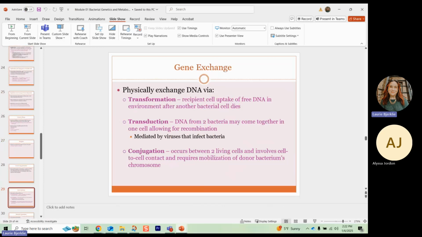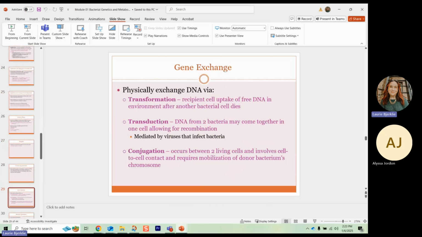It could be that there's DNA floating out there that they take in, that they're like, oh, we're going to grab that free DNA that's just in the environment and have it. And so they have taken up that free DNA that's in the environment. They can take DNA from 2 bacteria that come together for recombination. So that will exchange genes there.